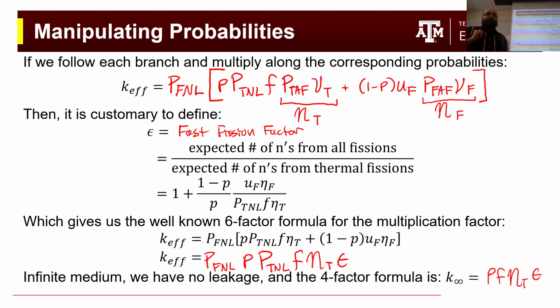So it's the average number, the neutrons produced times the non-leakage, the TAF or the FAF, depending.